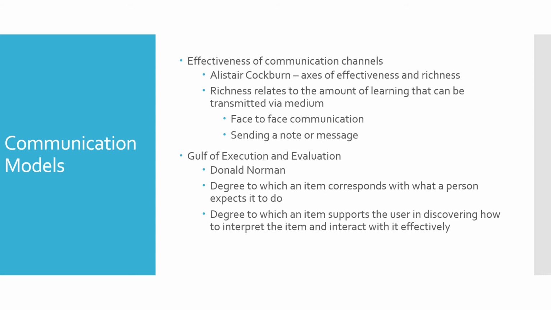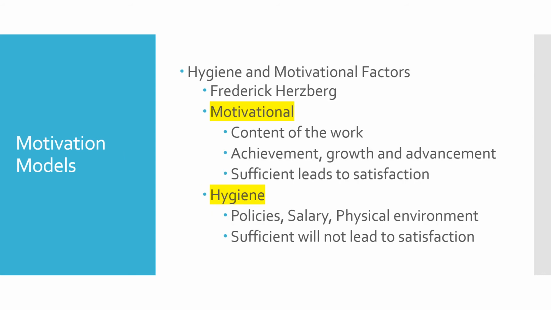Similarly, the gulf of evaluation is the degree to which an item supports the user in discovering how to interpret the item and interact with it effectively. In the same example, the person struggles to figure out where the button is, or the item is not even available or not in the right place. So there is a gap between the interpretation of the person and the availability of the information, right? So there are two things that are needed: effectiveness of communication, the gulf of execution you can measure, and the gulf of evaluation you can look at. So these are the communication models.